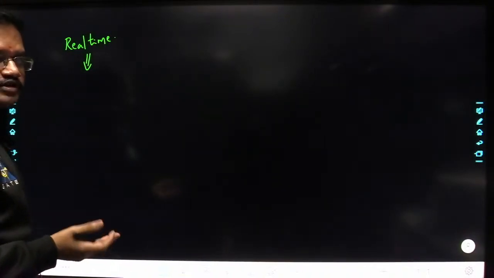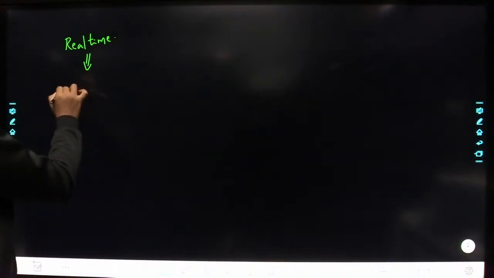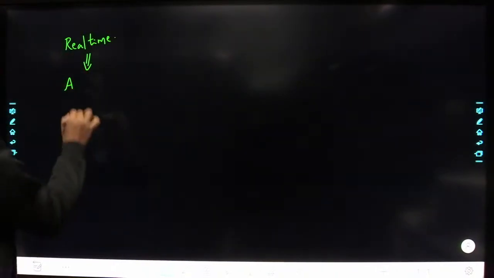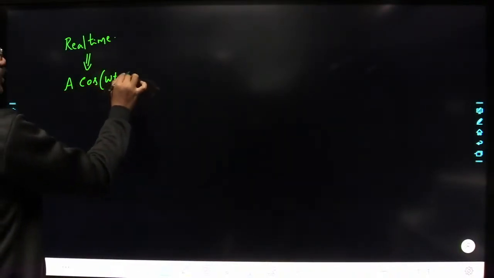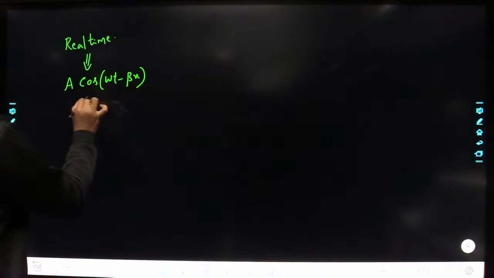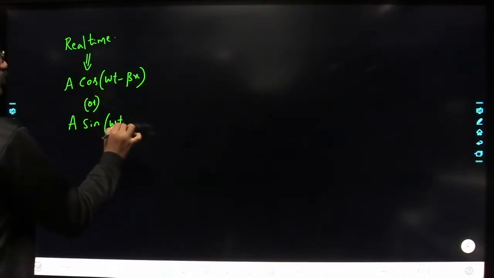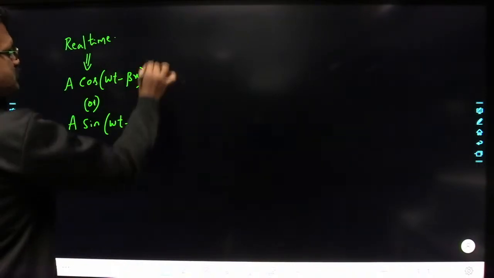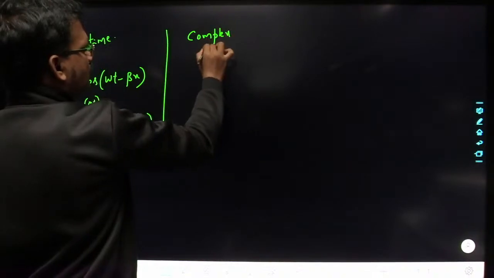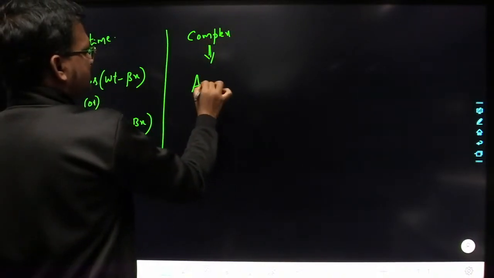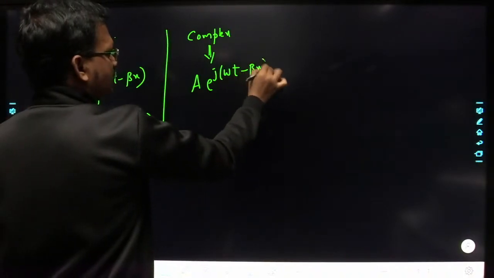Those types of fields we call time harmonic fields. In real time we can represent it in terms of sine and cos, that is A into cos of omega t minus beta x, or A into sine of omega t minus beta x. And in complex form, we can represent it as A into e power j of omega t minus beta x, right?